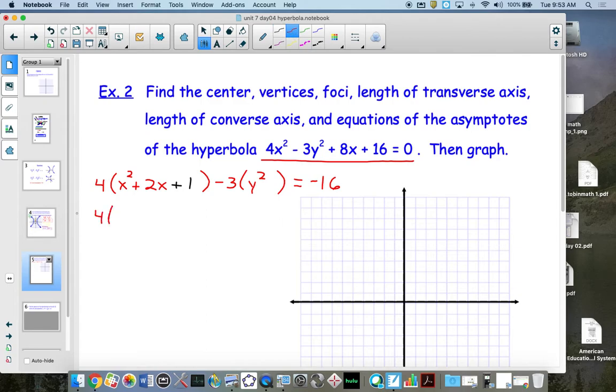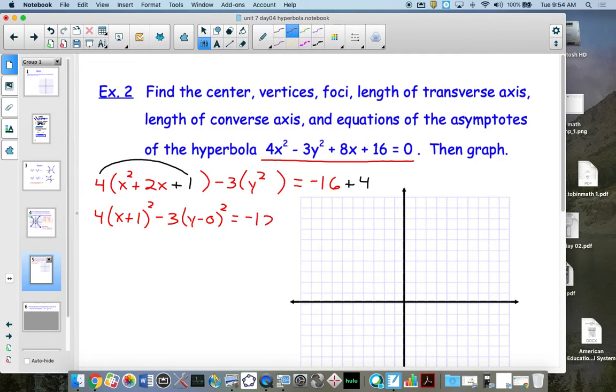We've got 4 times x plus 1 quantity squared minus 3 times y squared, if you want to write it like that. Here, this might even make it a little more helpful for you to see. What if we said y minus 0 squared equals negative 16? Now, I almost forgot, I really added 4 to the left side, so I need to add 4 to the right side as well. So that's going to give me a negative 12.